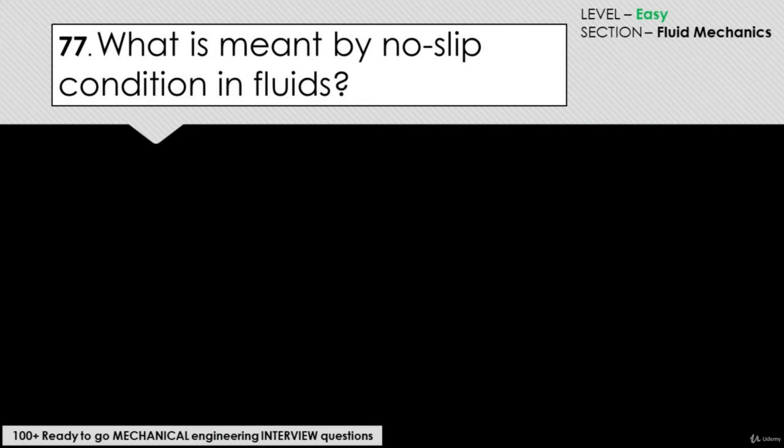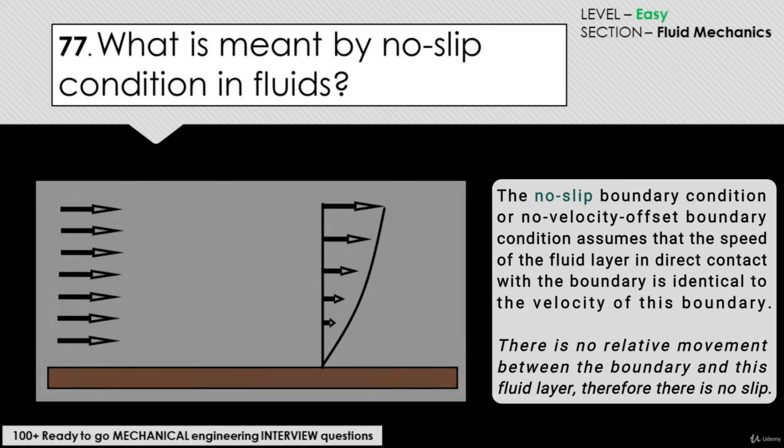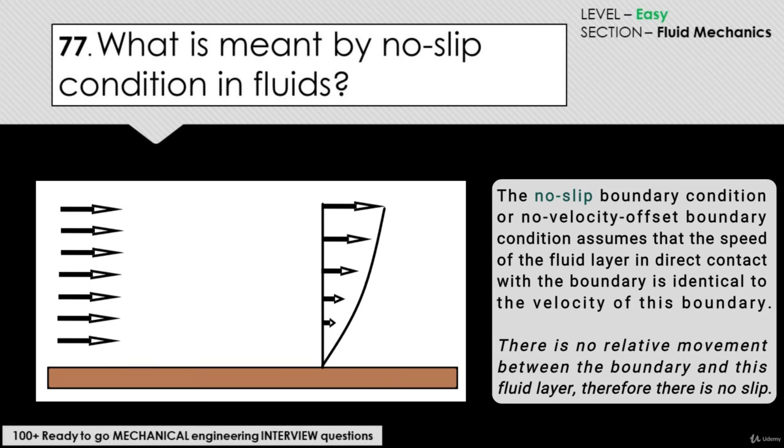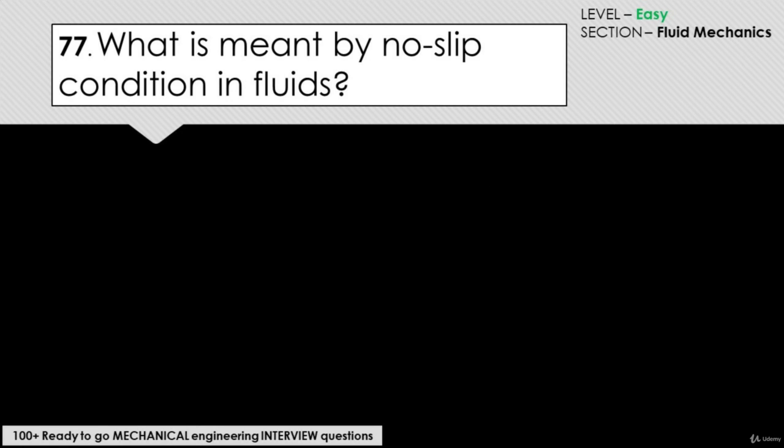What is meant by no-slip condition in fluids? The no-slip boundary condition, or no-velocity offset boundary condition, assumes that the speed of the fluid layer in direct contact with the boundary is identical to the velocity of this boundary. There is no relative movement between the boundary and this particular fluid layer. Therefore, there will be no slip occurrence.